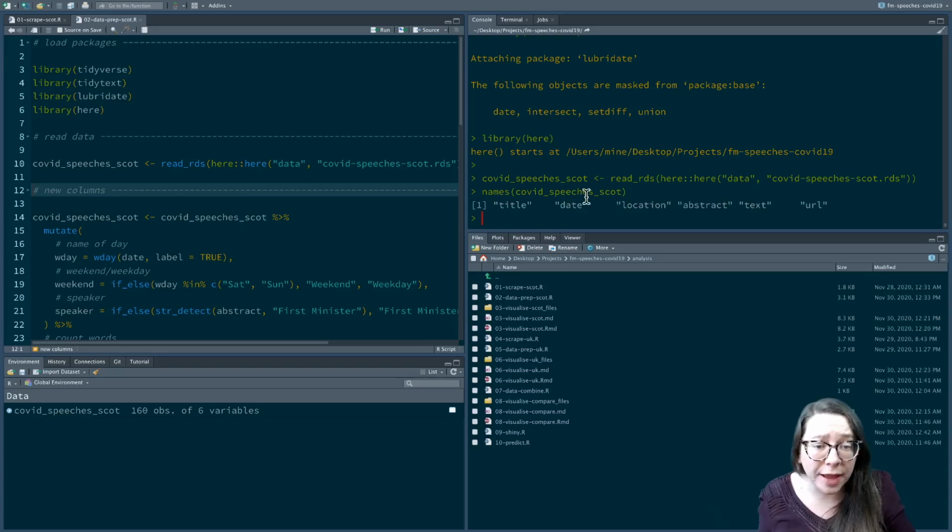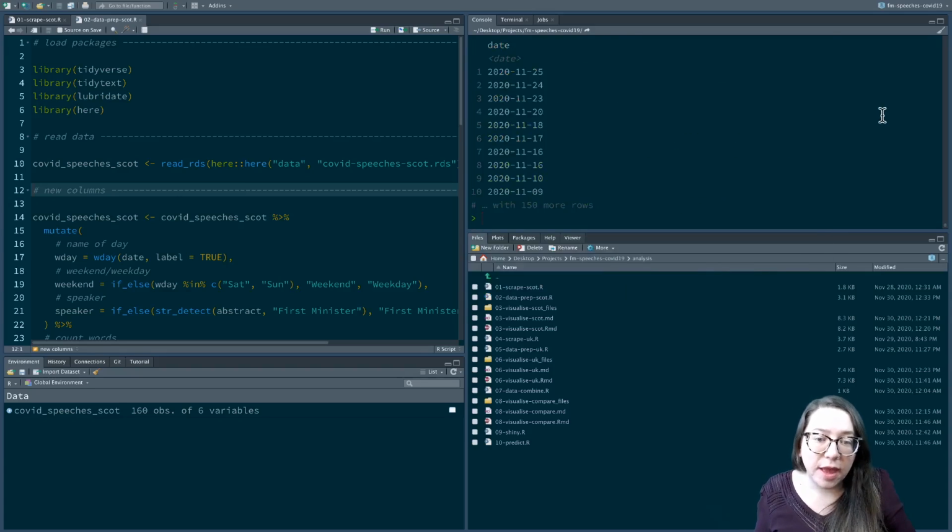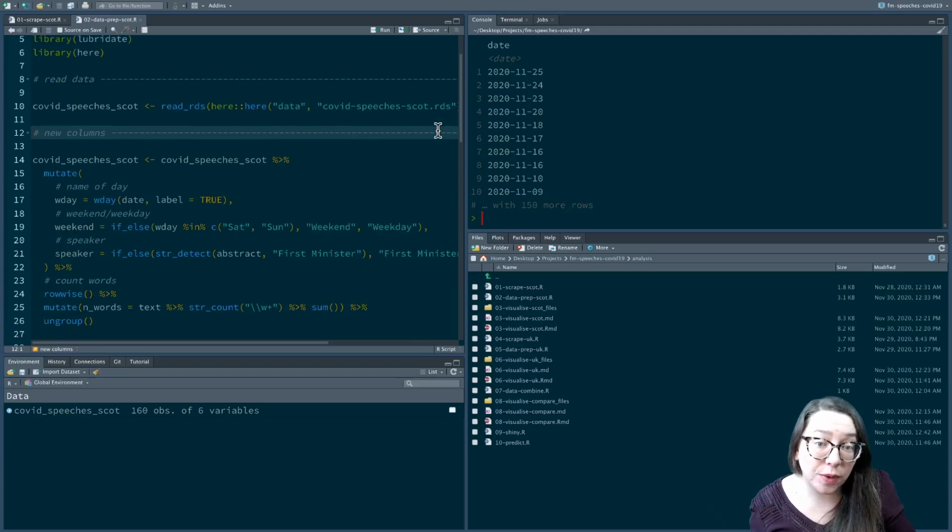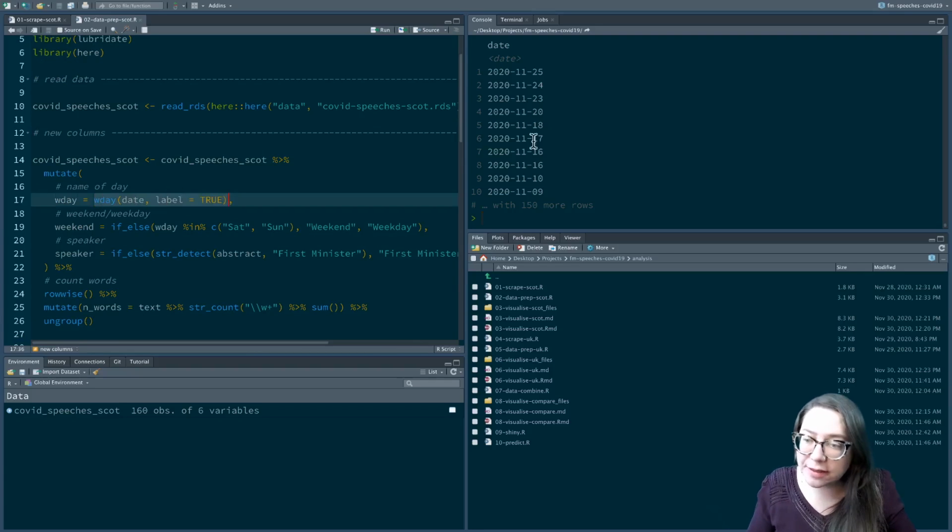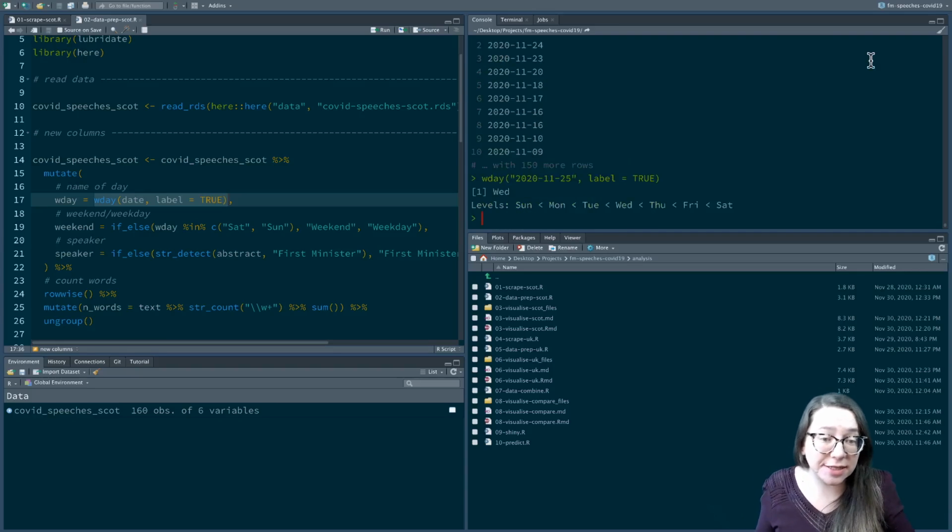Now, I want to take a look quickly at the date variable. So I'll say select date. And we can see that these dates are given to us in year, month, day format, and it is a date column. But something that might be interesting potentially for our analysis is what day of the week the speech was actually made on. So using the wday function from lubridate, let's give it a try for one of these dates. I'm just going to put this in here, and it tells us that the 25th of November was a Wednesday, which sounds right.